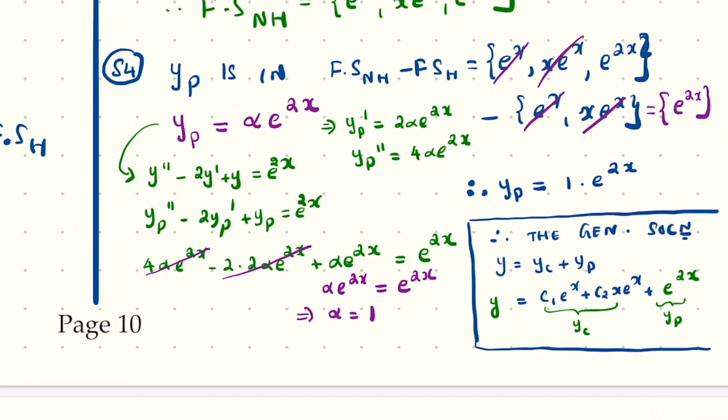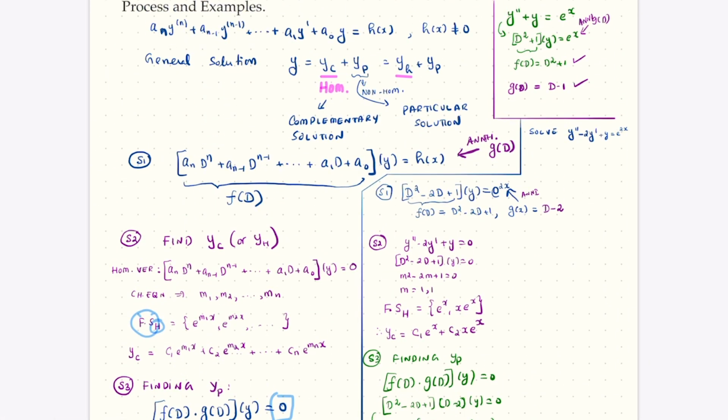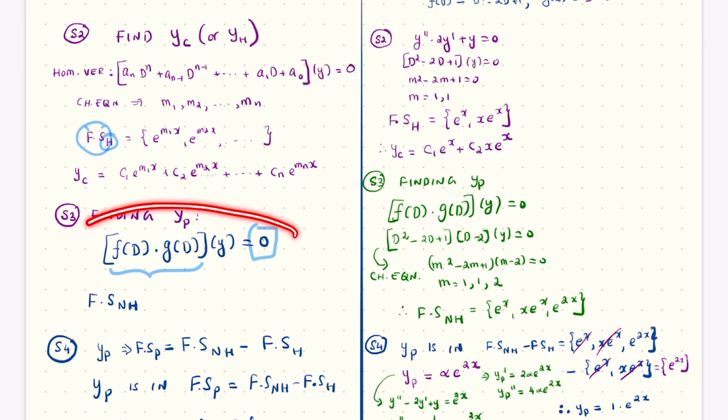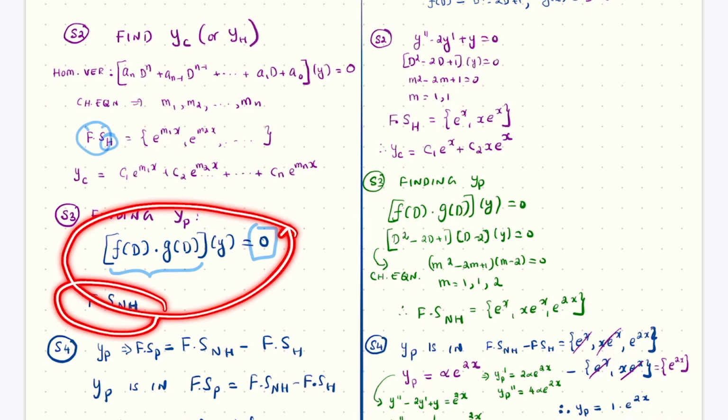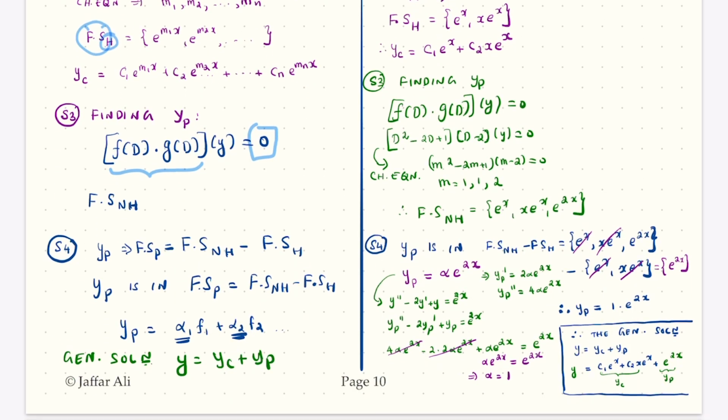Let me once again simplify what I just have in here so you can kind of see what's going on. The process is, first we find the f of D and g of D, then we find the yc, which is basically the solution to the homogeneous version. Then we find the yp. We already have the f as h, so we find the f as nh. We subtract the f as h from f as nh, and then we write the yp, depending on what you have. And then you're going to have constants.